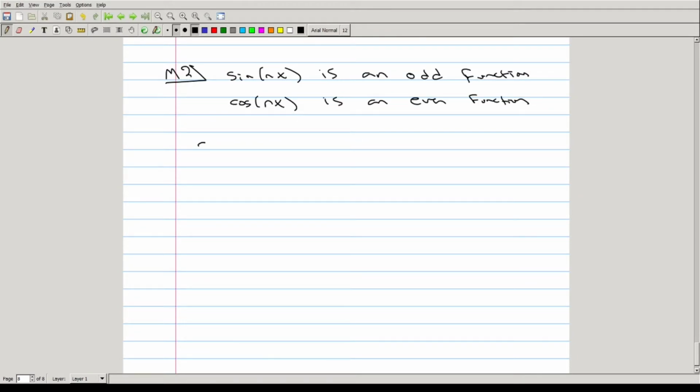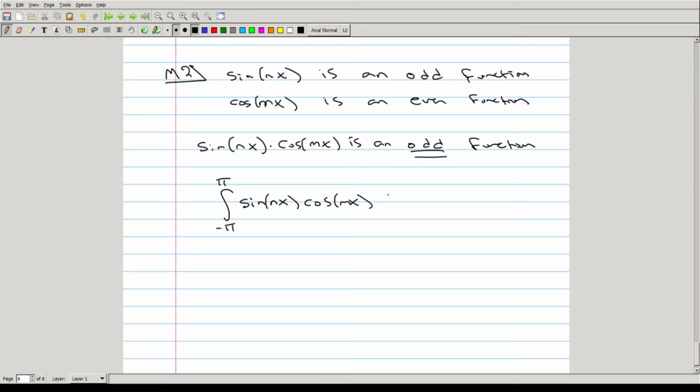So sine of nx multiplied by cosine of mx is an odd function, and so the integral from negative pi to pi is an integral over a symmetric interval, and whenever you're integrating an odd function over a symmetric interval, that integral has to be equal to 0.